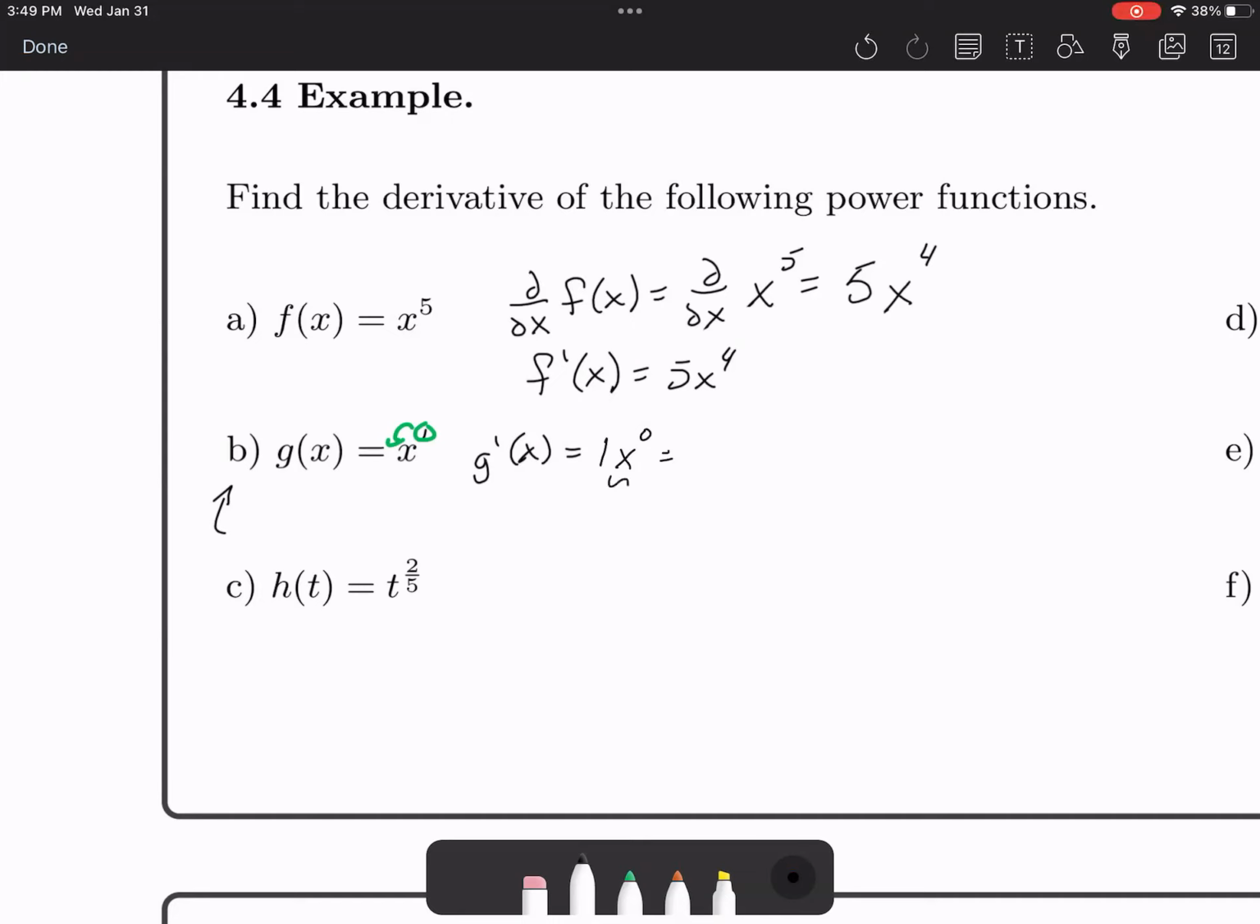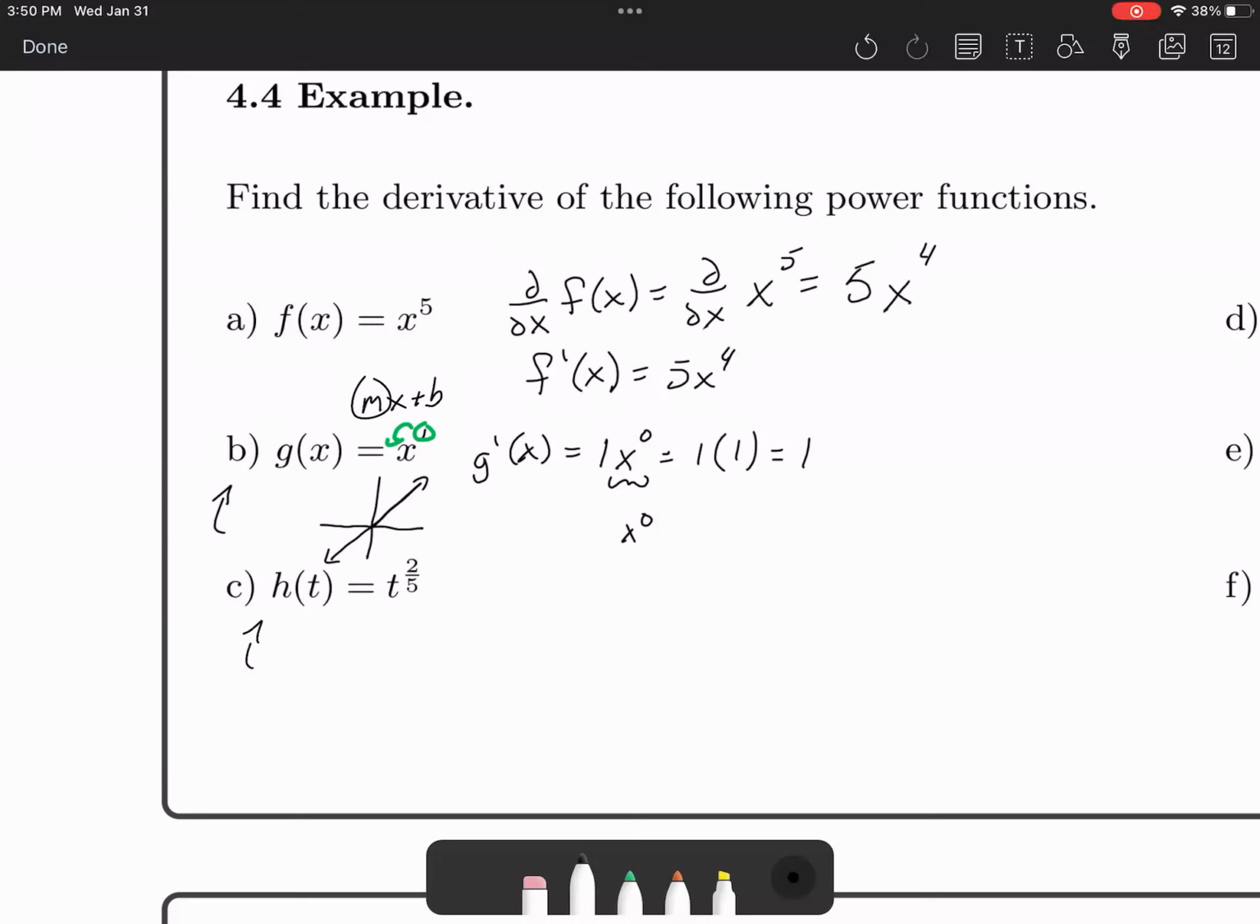Now, anything to the 0 is equal to 1, except for 0. Right, x to the 0, if we were to plot that, is constantly equal to 1, except it just doesn't exist there. So this just gives me a 1. And we kind of already knew that, right? g of x is equal to x, so that's just the identity function, which has a slope of 1. The mx plus b, the m there is 1.